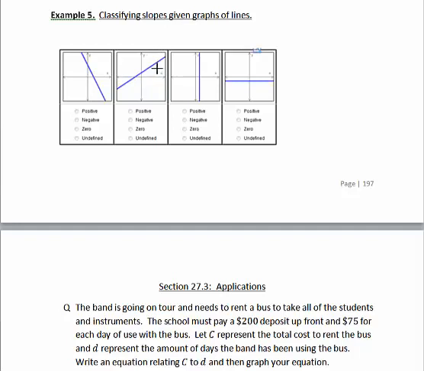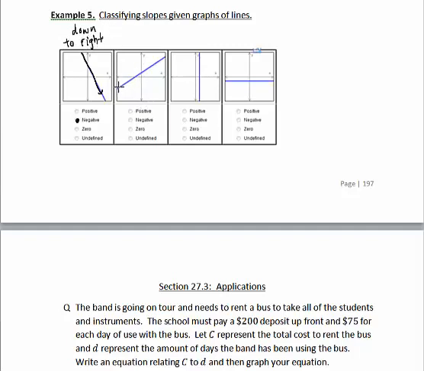So in example 5, we have to identify the slope of the line. So if we start on the farthest left and we trace along the line from left to right, then our y coordinate decreases. We're dropping as we go from left to right along the line. So this is a negative slope. It points down to the right.